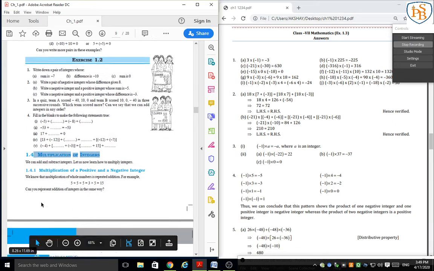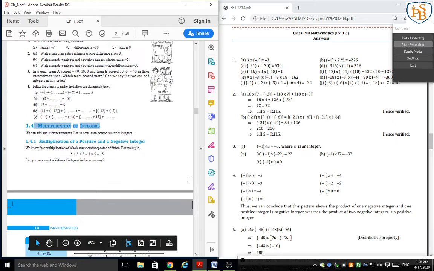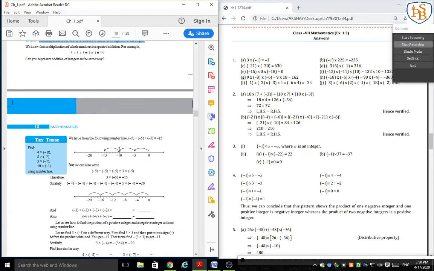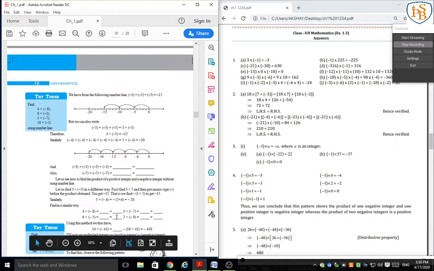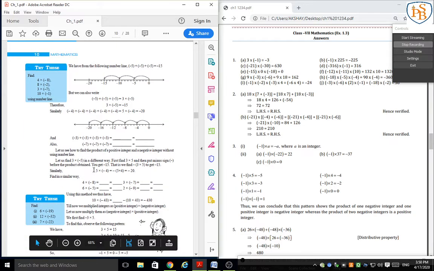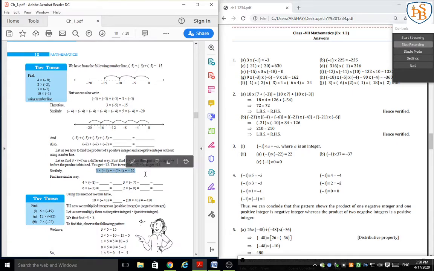The first point of multiplication of integers is multiplication of a positive and a negative integer. Look carefully at how we can multiply that. Look at this example, 5 multiplied by negative 4. While doing the multiplication, the first step is to do simple multiplication. Our example is 5 into negative 4. So 4 5s are 20. So I have to write here 20.